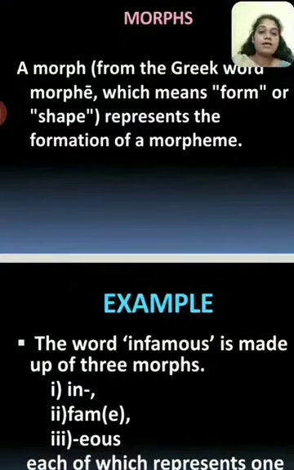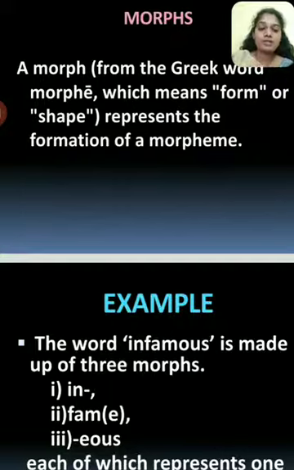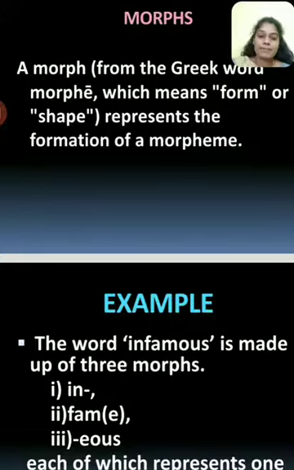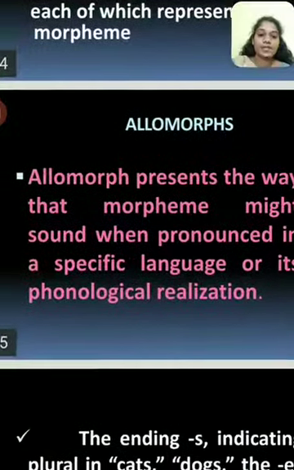Next one, morphs. A morph, from the Greek word morphe, which means form or shape, represents the formation of a morpheme. Take for an example, the word infamous. Infamous is made up of 3 morphs: in, fame, ous, each of which represents 1 morpheme.